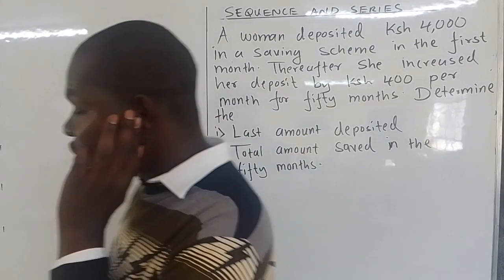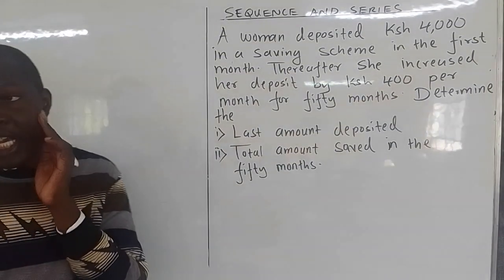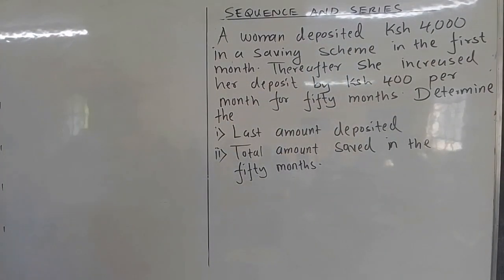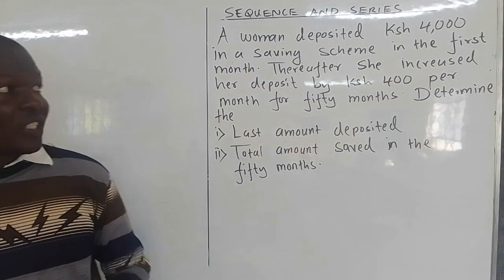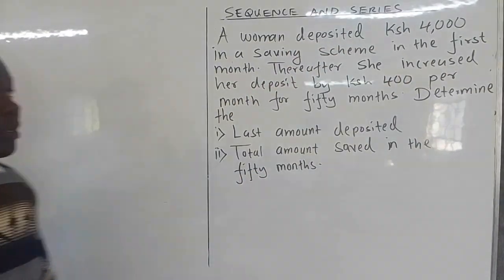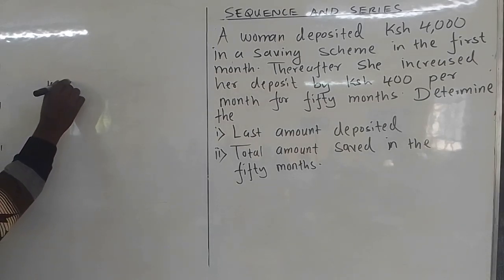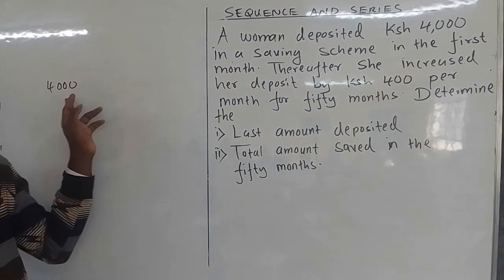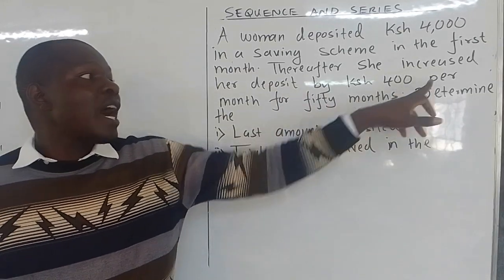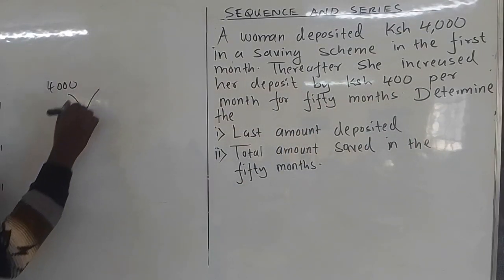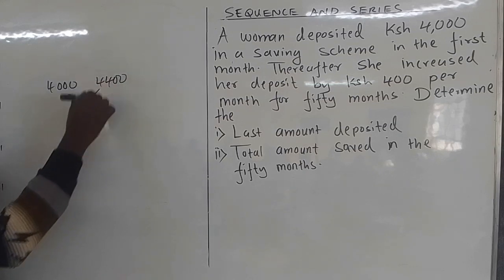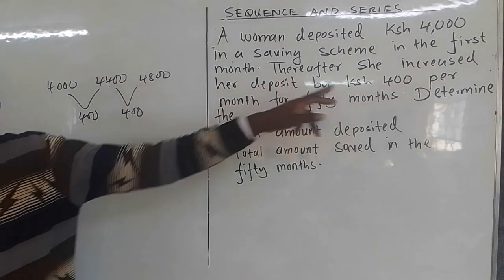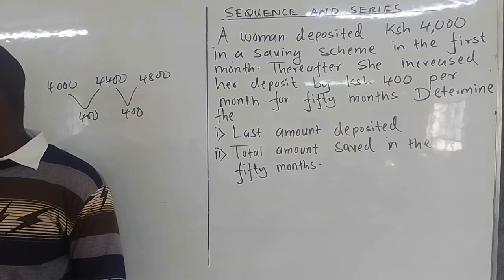So if you look at this question, you first investigate, you interrogate the question to see what you are dealing with here. The amount deposited is shillings 4,000 in a savings scheme for the first month. Thereafter, she increased her deposit by 400 per month. So first month plus 400, you get the second month. Second month plus 400, you get the amount deposited. Every month she was increasing by 400. Are we together?